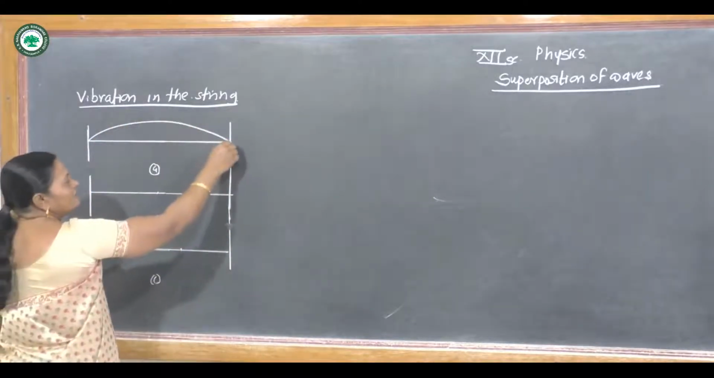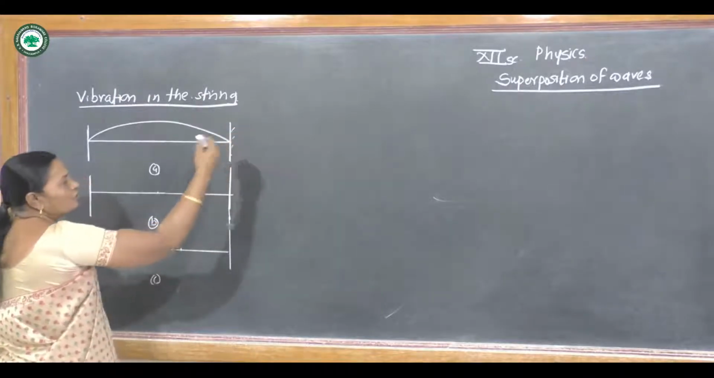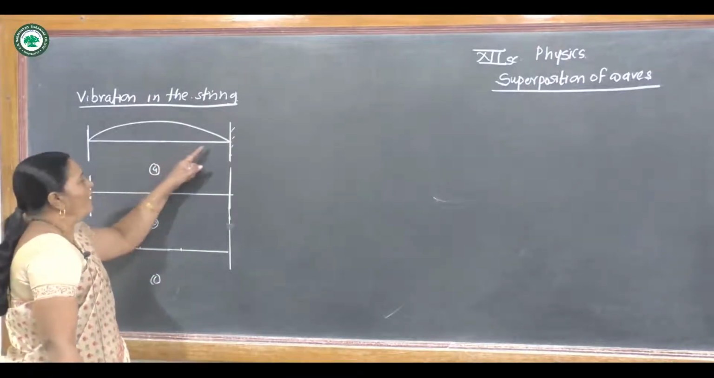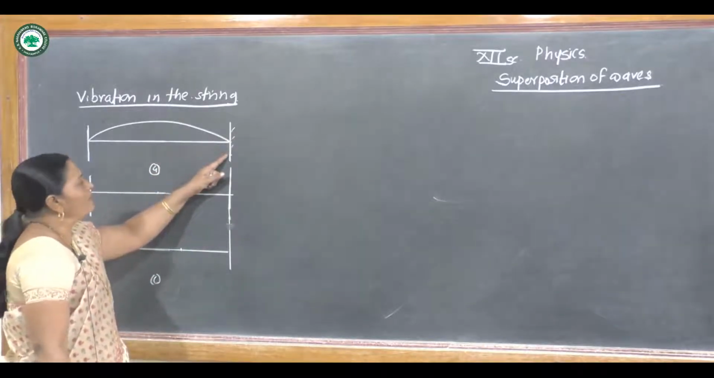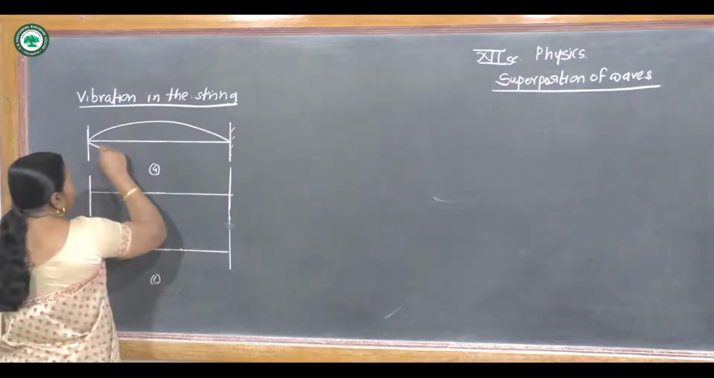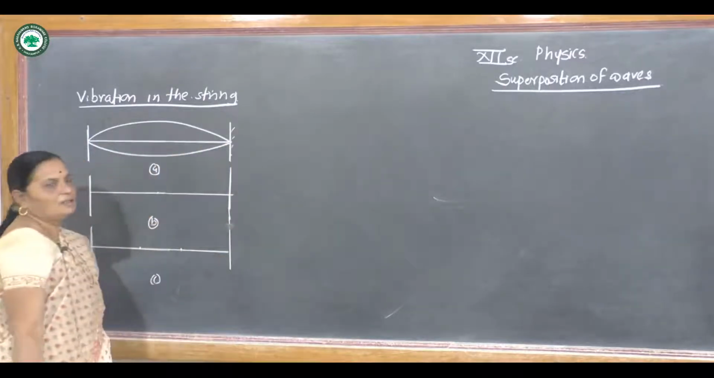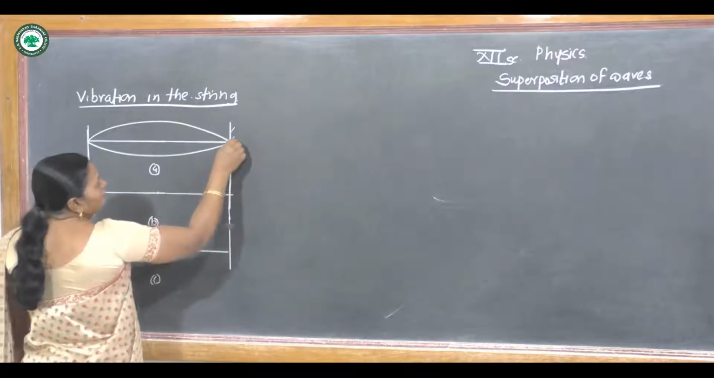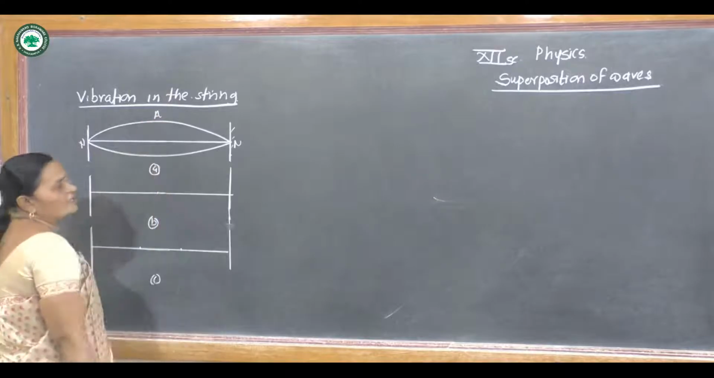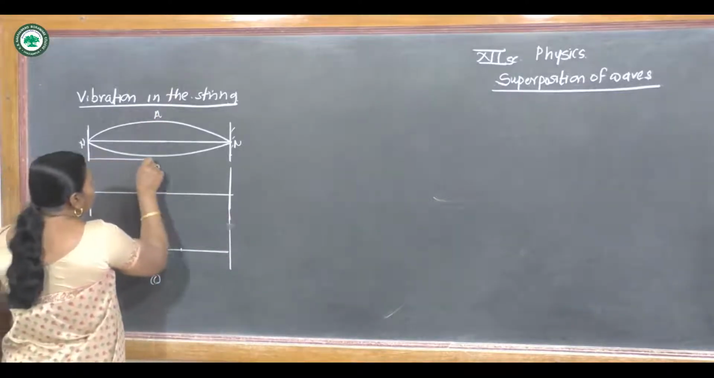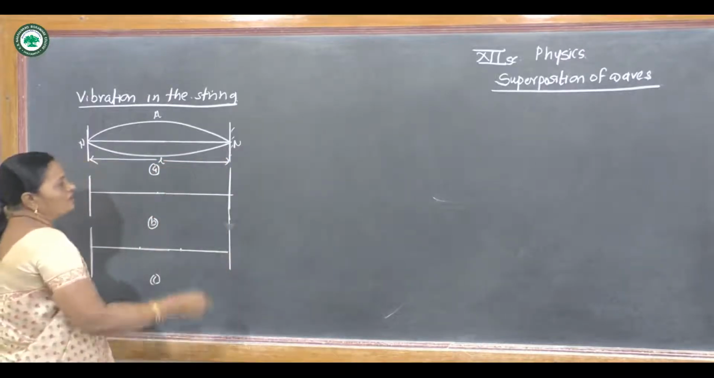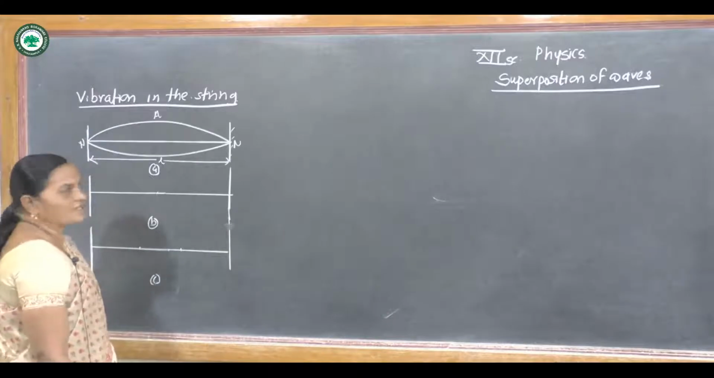It reaches the fixed support and is reflected back. The crest is reflected as a trough, since it is reflected from a denser medium. There is a phase difference of pi. Then it is reflected like this, forming a loop. Now at the supports nodes are formed and at the center an antinode is formed. The total length of this string is L. Now this is the first mode of vibration of the string.